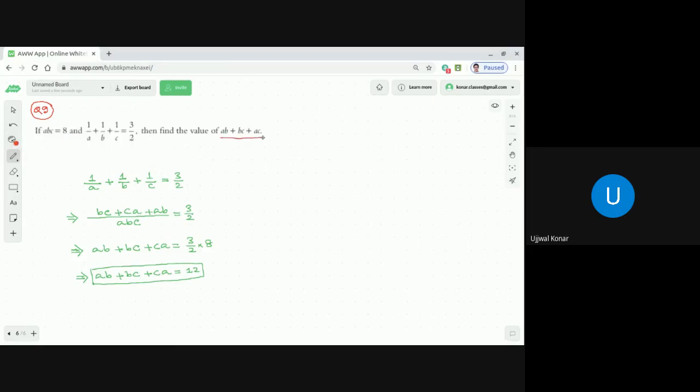So you are telling that you take this one and you write that ab is equal to 8 by c. Correct? Plus 8 by a plus 8 by b. Correct? So that is equal to 8 into 1 by c plus 1 by a plus 1 by b. And this value is already given as 3 by 2. So 8 into 3 by 2. Correct? 12. Same value we got.